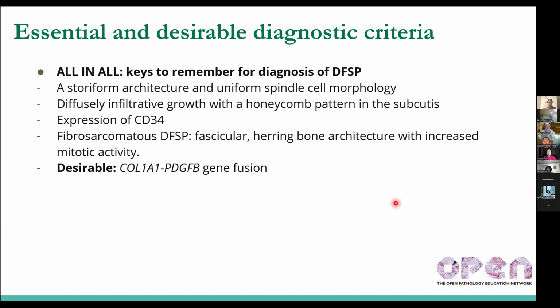So all in all, the keys to remember for a diagnosis of DFSP is firstly, morphology. You can see a tight storiform architecture and uniform spindle cell morphology, a diffusely infiltrative growth with a honeycomb pattern. Honeycomb is important in the subcutaneous fat. Strong expression of CD34. And in cases of fibrosarcomatous DFSP, it may be more fascicular, with herringbone architecture and increased mitotic activity. Our desirable criterion is detection of the COL1A1-PDGFB gene fusion.